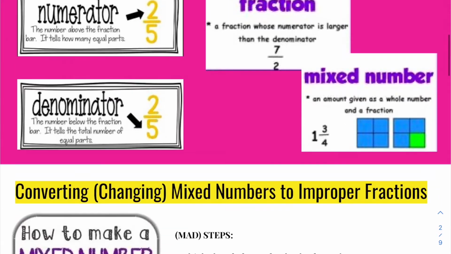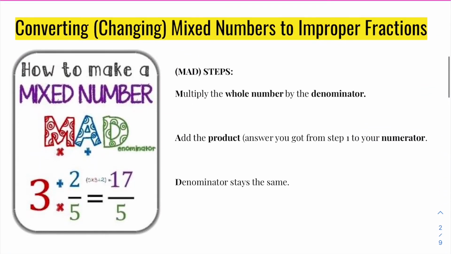All right, now let's look at converting or changing mixed numbers to improper fractions. I like to use the strategy making your mixed number MAD. And how you do this is through 3 steps. First, MAD, the M stands for multiplying your whole number times your denominator. So in our example, we would be multiplying 3 times the 5. Which would give us 15.